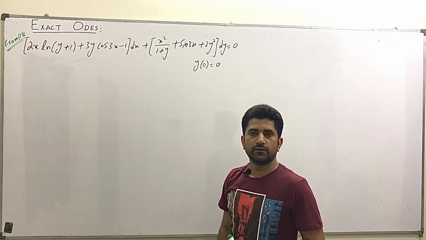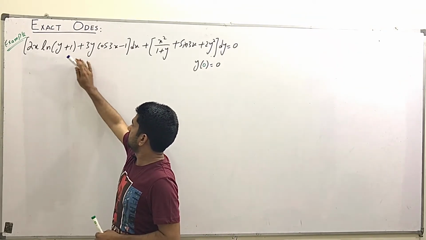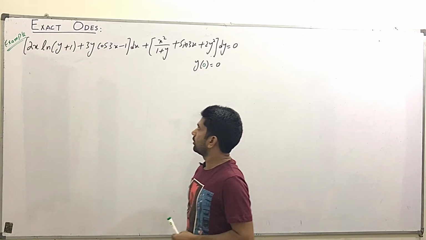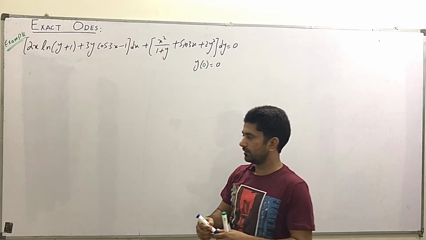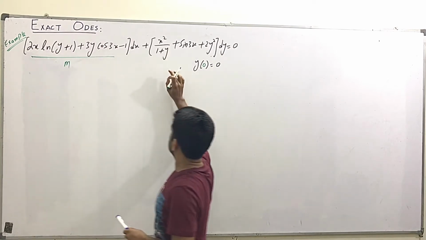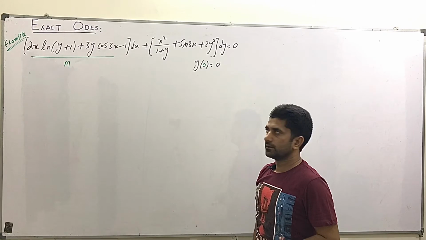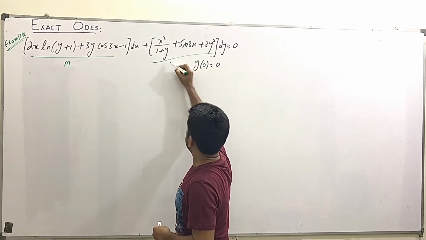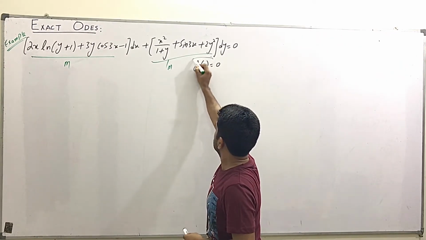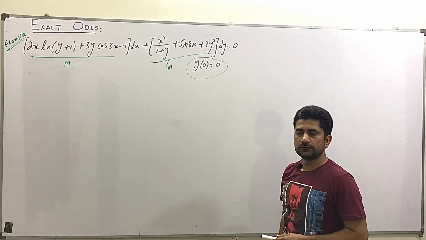Alright class, we have one more example. In this, 2x ln(y plus 1) plus 3y cos 3x minus 1, it is our M, and x square upon 1 plus y plus sin 3x plus 2y square, this function is our N, and this is our initial condition: when y is 0, x is also 0.